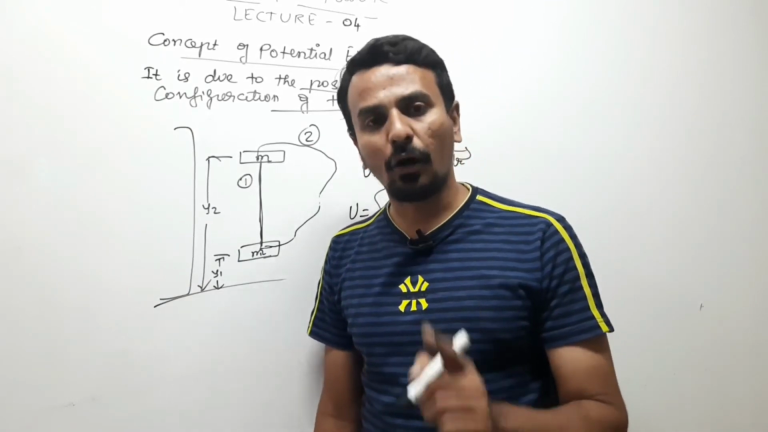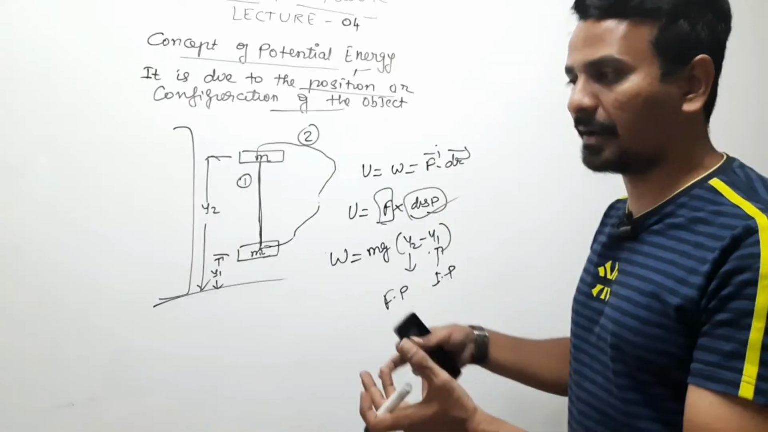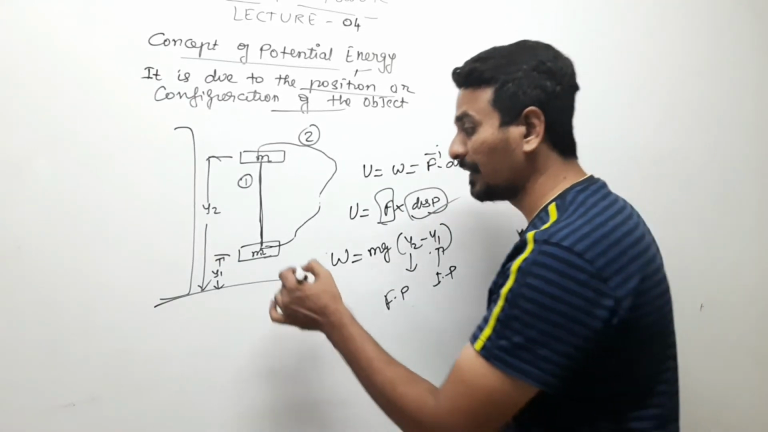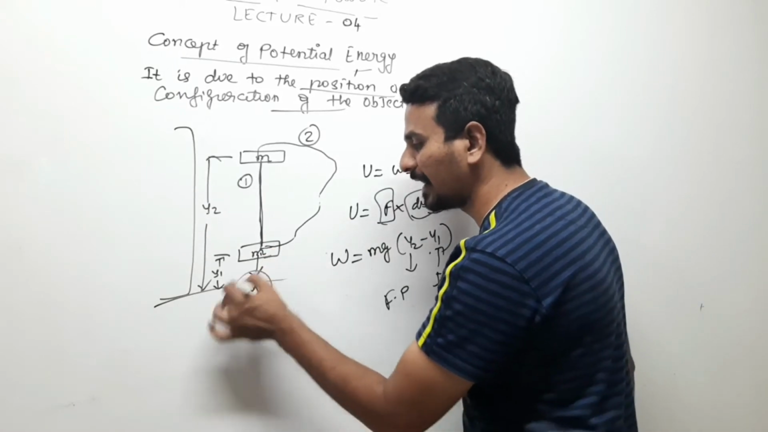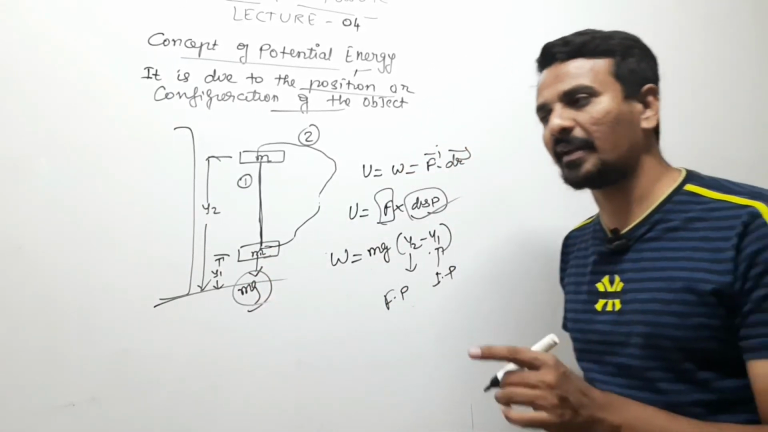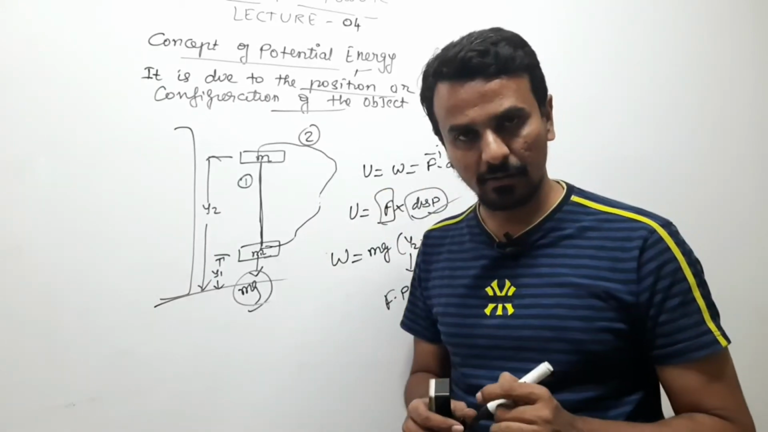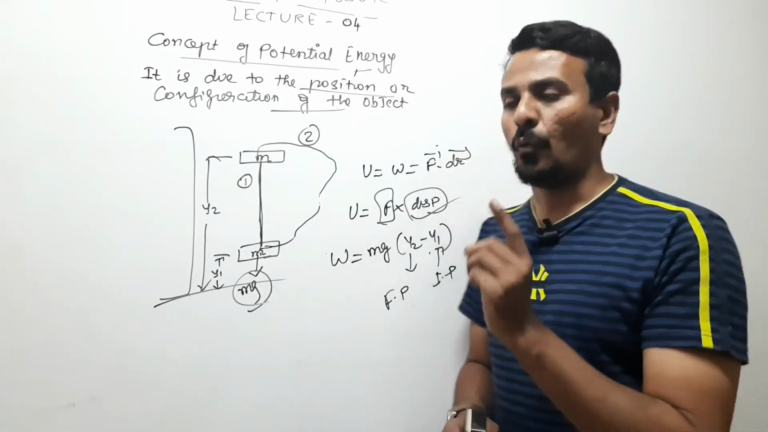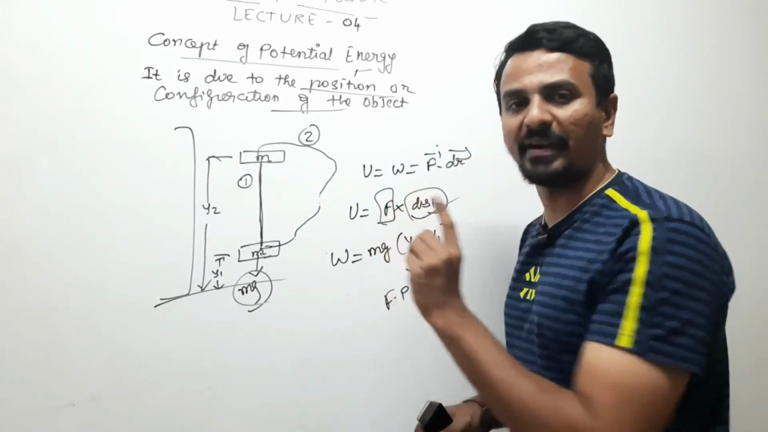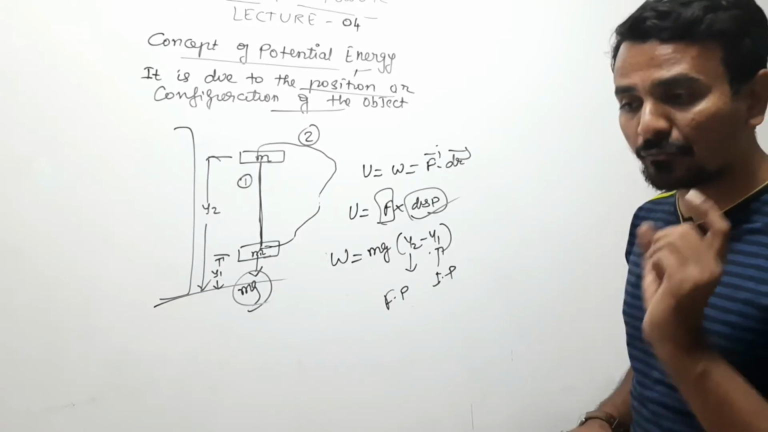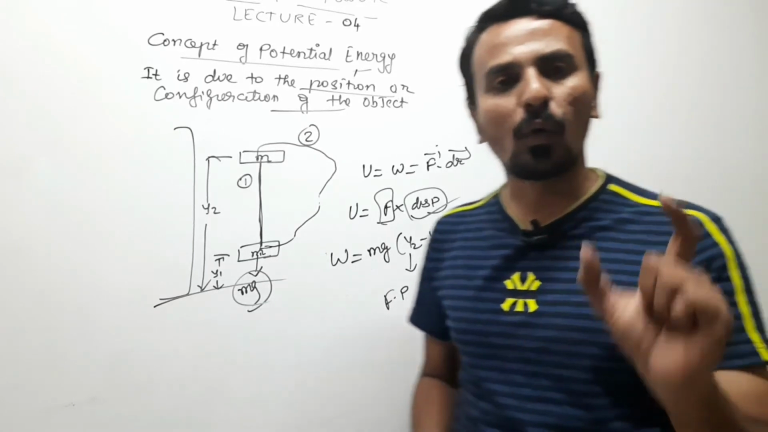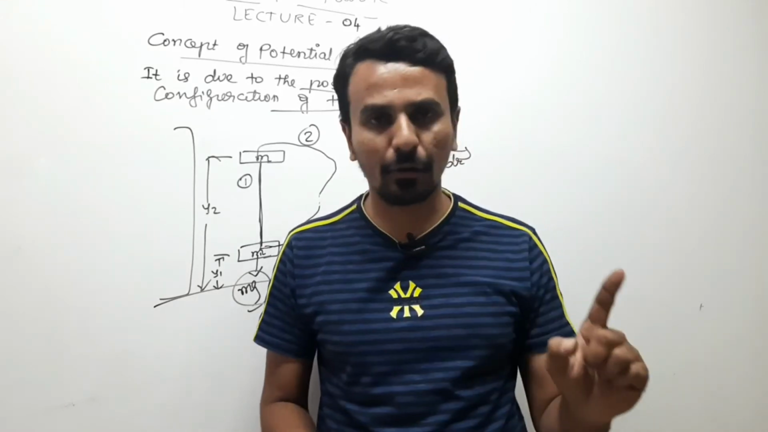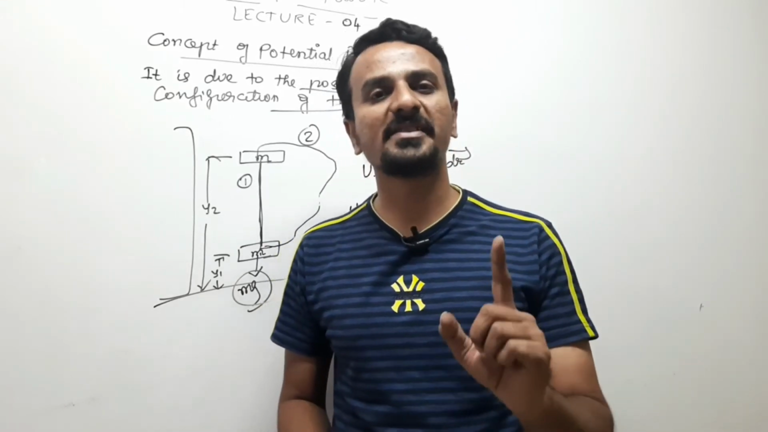This kind of work done, or this kind of field, we are working in the gravitational field, because we have to perform some work against gravity. Any body having a mass will produce a gravitational field. So we are working against the gravitational field. So this field, in which work done depends only on initial and final position and does not depend on path, is known as a conservative field.